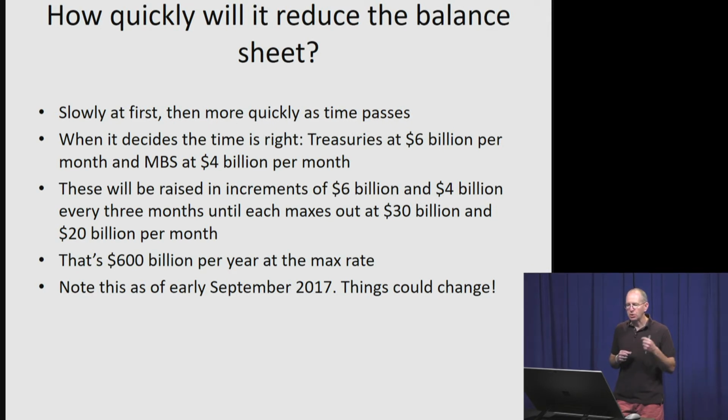So every 3 months, they increase the volume of Treasuries by $6 billion and the non-reinvestment of mortgage-backs by $4 billion. The intent is to max out each of those at $30 billion and $20 billion. So at a maximum, letting $30 billion of Treasuries run off and a maximum of $20 billion of mortgage-backed securities run off, for a combined total of $50 billion. At the maximum rate, this works out to $600 billion per year at an annual rate. The key thing to note here is this is as of early 2017, and the Fed has made it pretty clear that, based on economic conditions, they might change this schedule.